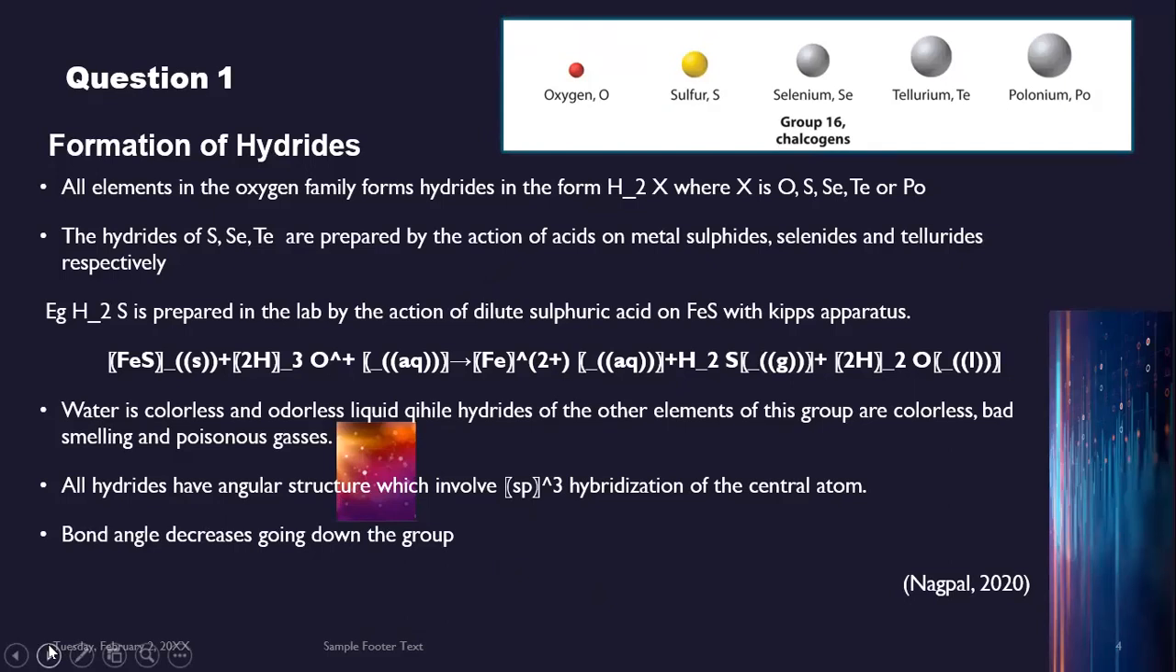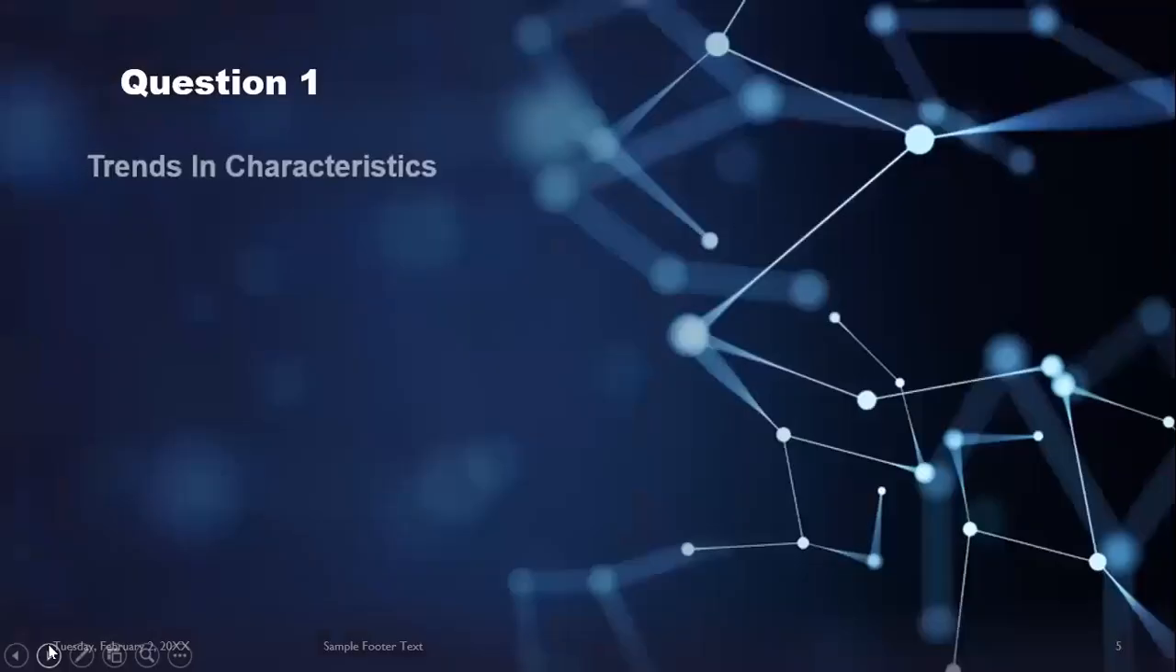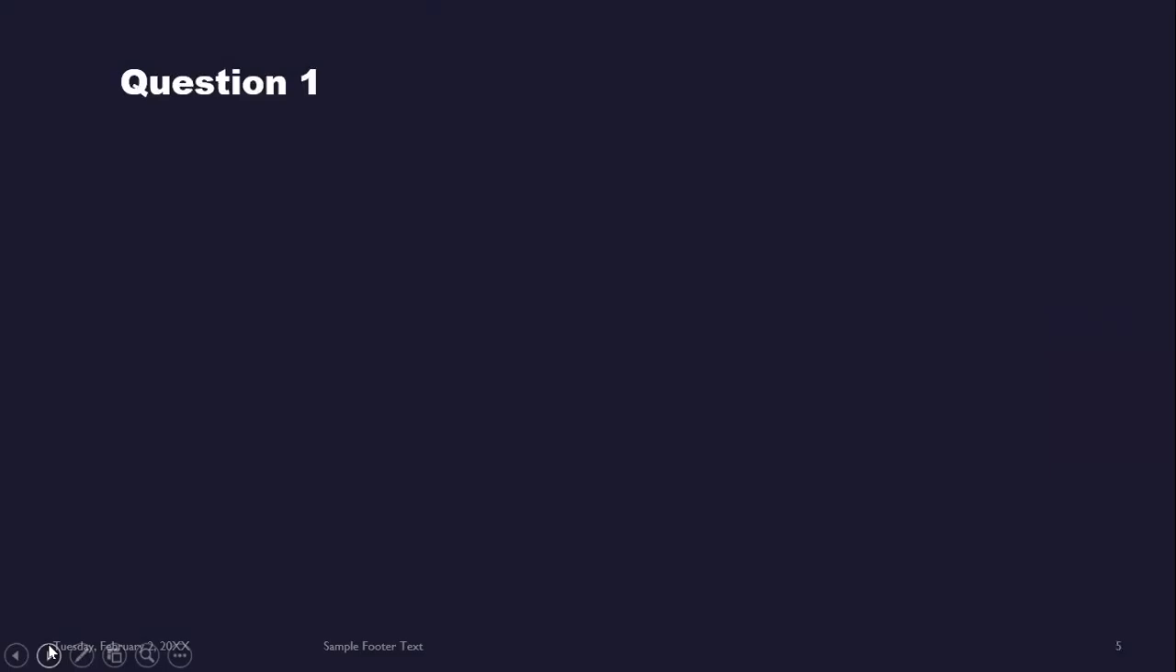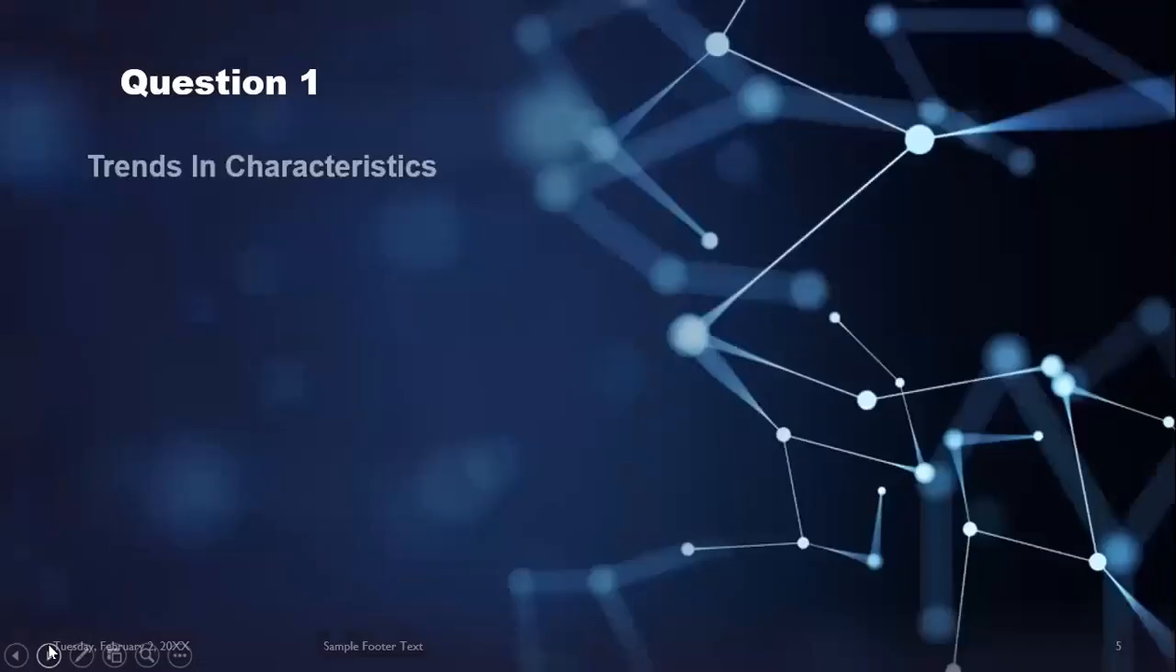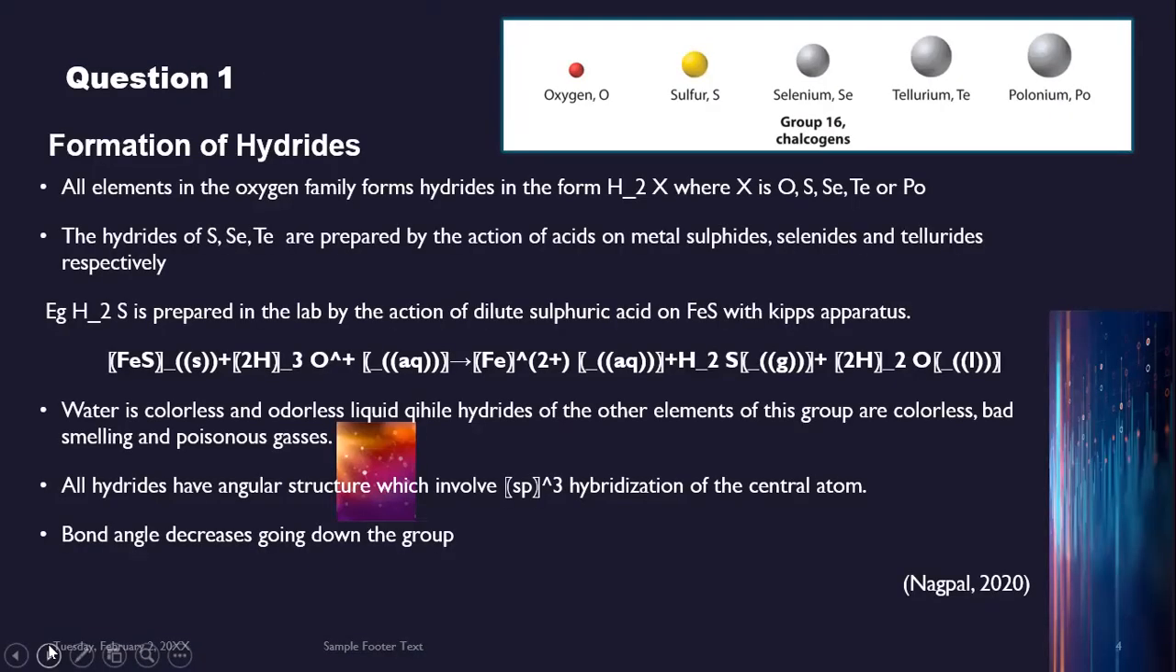The hydrides of sulfur, selenium, and tellurium are prepared by the action of acid on metal sulfides, selenides, and tellurides, respectively. Hydrogen sulfide is prepared in the laboratory with the Kipp apparatus by the action of diluted sulfuric acid on iron sulfide. Below there is the equation for this.